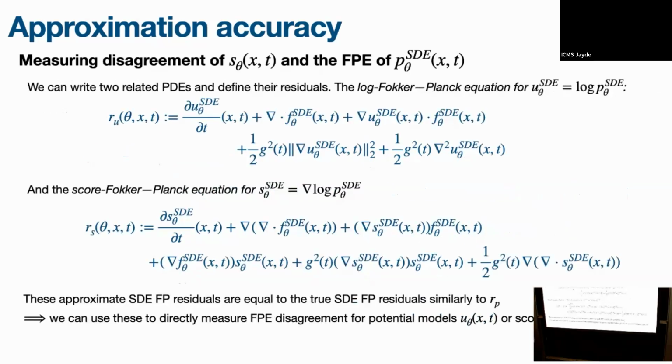And then you can write down two related Fokker-Planck equations, or Fokker-Planck equations of transformed solutions. So we call this one the log Fokker-Planck equation, which is the PDE satisfied by the log of the density, and the score Fokker-Planck equation, which is now multivariate, but it's a PDE for the score of the underlying density. And these have the same property that if you plug your potential parameterization or your score parameterization into them and compute the residuals, then it's the same whether you apply it to the approximate or to the true.